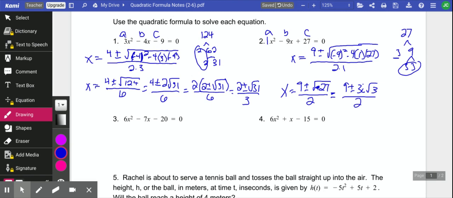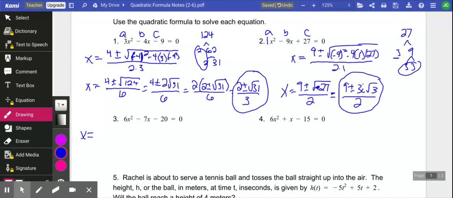over 2. Now, you could factor a 3 out of the top, but it's not going to cancel with anything because you have a 2 on the bottom. So this is just going to be your answer. Just leave it that way. That's fine. So notice the first one, we had an answer. It was a real number, but it's irrational. The second one, we had an imaginary answer, which is kind of fun. All right, let's check out number 3.